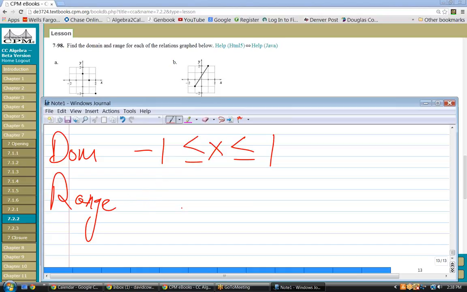What's the range? What can y do? Look at the lowest value of y and look at the highest value of y. What is it? Look only to the y-axis. 2 and -1. Yeah, -1 on the downside. We always list the bottom first and then the top.